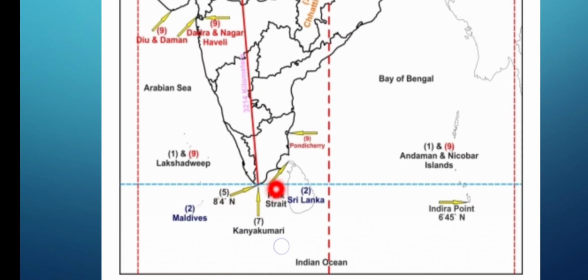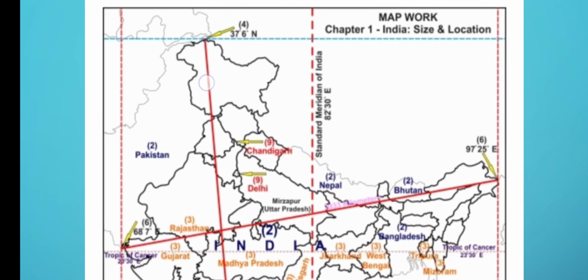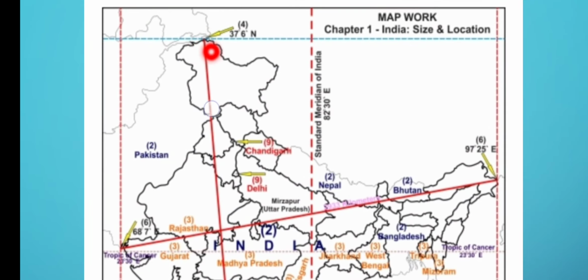This one is the last line which is touching the southernmost point, and the northernmost latitude, this one, see over here, this part, the extreme north, 37°6' north, this is the northernmost latitude. This line is clearly given. So if this type of question comes, to mark the northernmost latitude or southernmost latitude of India, you have to draw a line and write the value of the latitude.